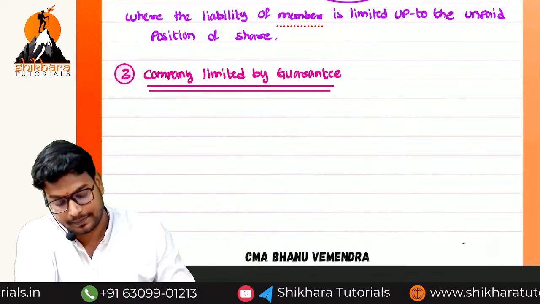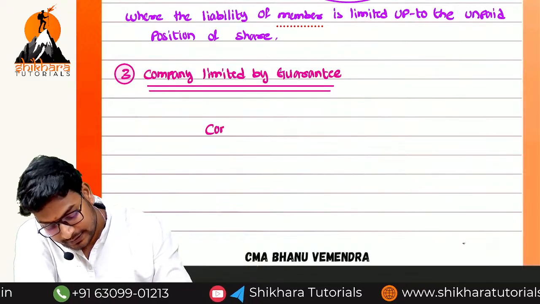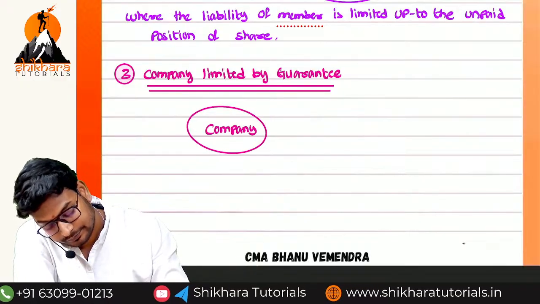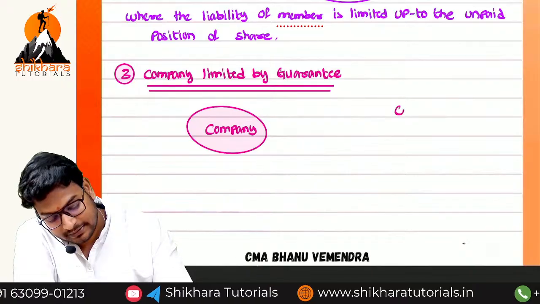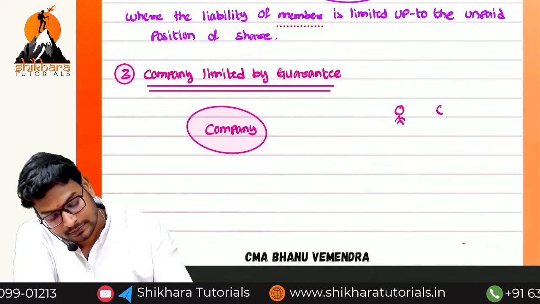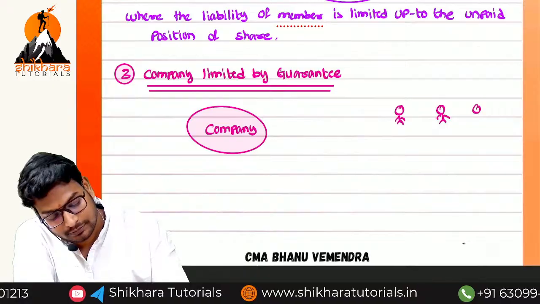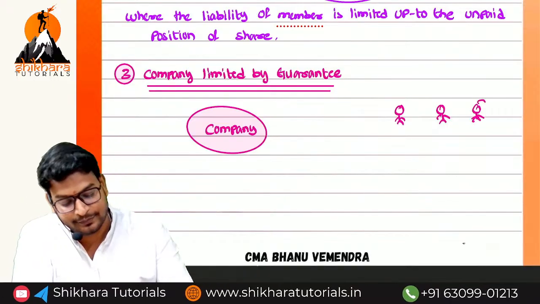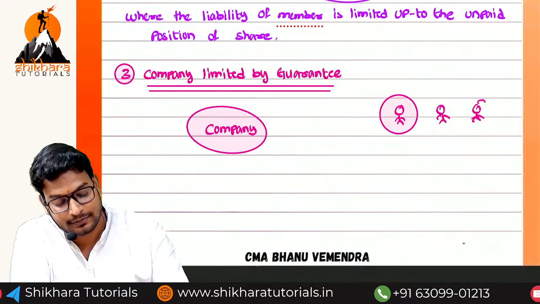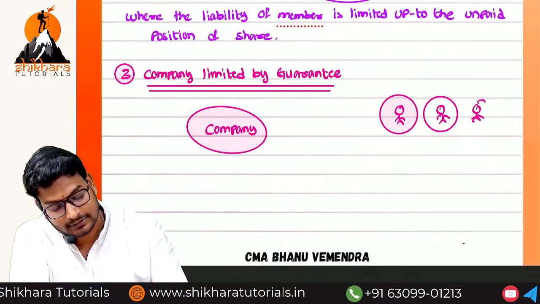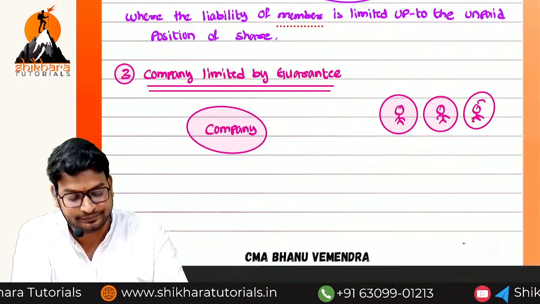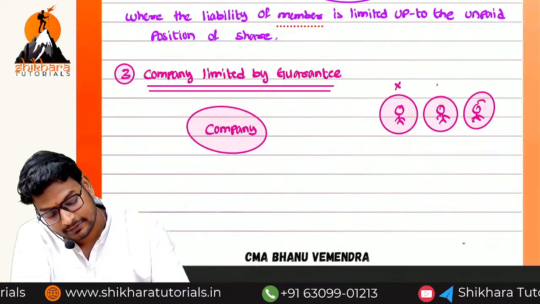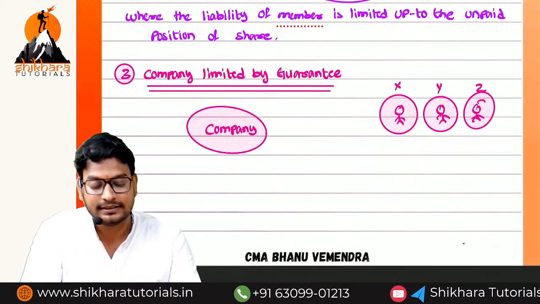So here I am taking one company. There are three persons, person 1, 2 and 3. The last person is a girl. The first person is a boy, the second person a boy, and the third person a girl. The names are X, Y and Z. So these three are the members.